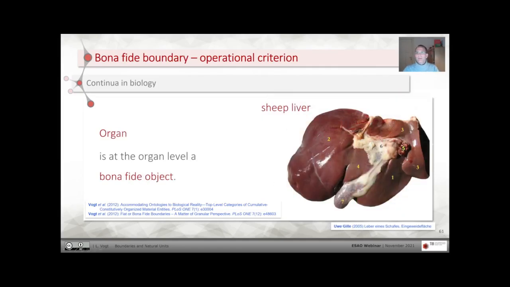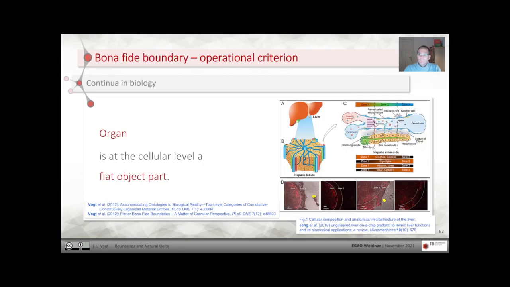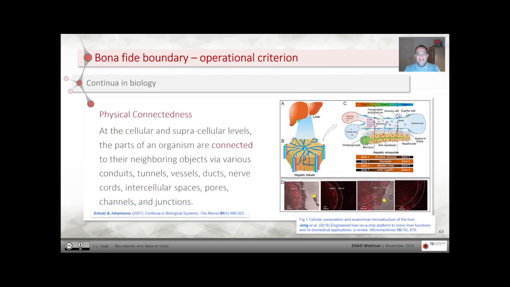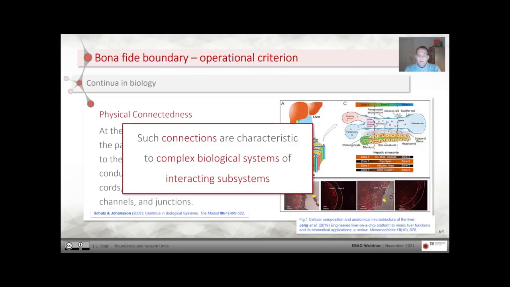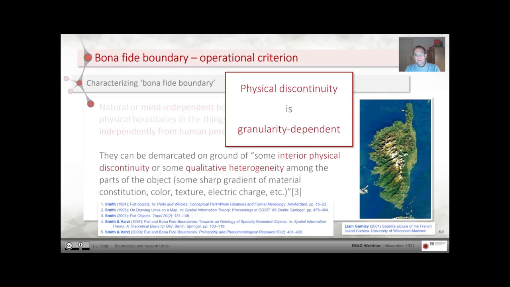Or we take a look at a sheep liver, at the organ level on eyesight scale, so to speak. We look on the liver and we actually look on epithelia, so it's really clearly demarcated as a bona fide object. But then again, if we look more closely, there are lots of blood vessels going in and out of the liver, or bile ducts or nerves. So on a cellular level, we have to say it's a fiat object part. And that's the problem of physical connectedness. At the cellular and supracellular levels, the parts of an organism are connected to their neighboring objects via various conduits, tunnels, vessels, and so on. And these connections are characteristic to complex biological systems of interacting subsystems. So they have to be like that. So looking at this operational criterion, we see physical discontinuity that is granularity dependent.